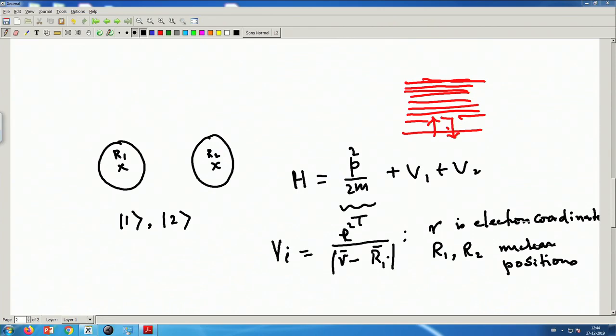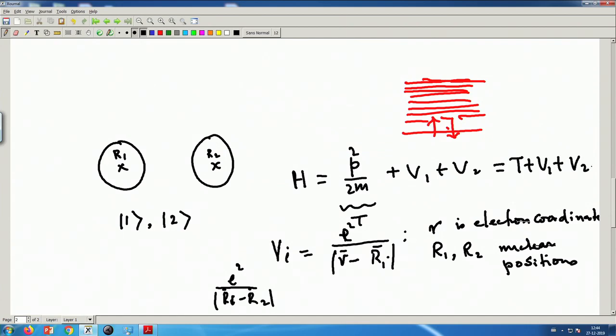Now, of course, there is the other term which I have not written here, which is the interaction between the two nuclei, R 1 minus R 2, which I will come back to. Another important point is that we are just assuming that the nuclei are fixed, and no kinetic energy of the nucleus is included here, so this I write as T plus V 1 plus V 2.